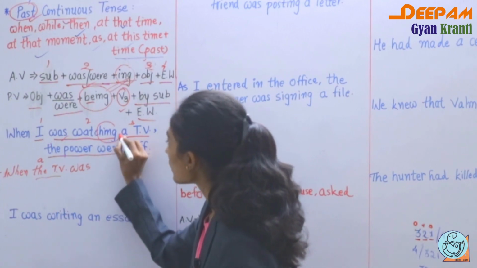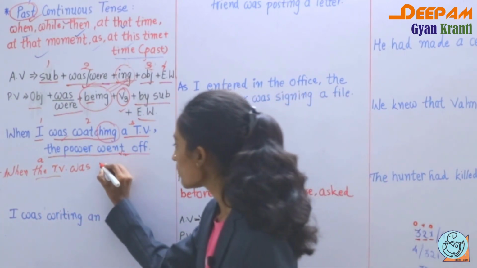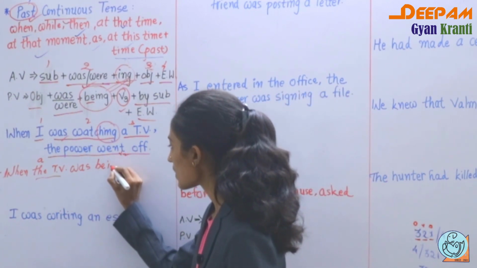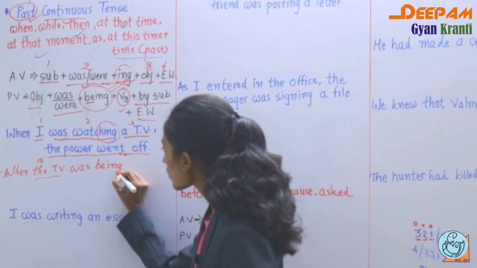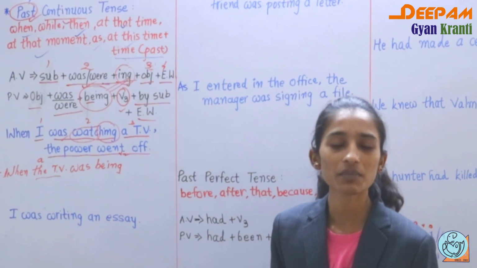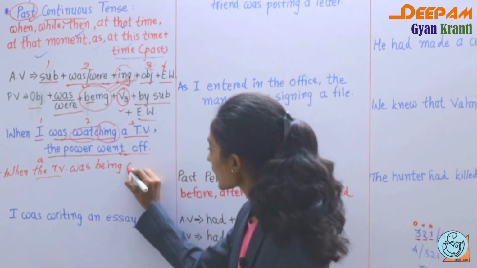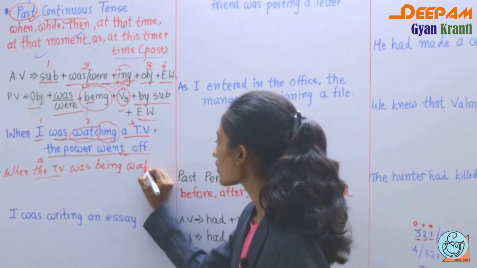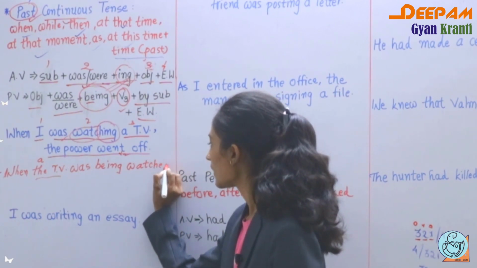Now what to do? We have to give this ing to be, so to be means being. So when the TV was being. Now what is the main verb? We have to change the main verb into past participle. So what is the answer? When the TV was being watched.